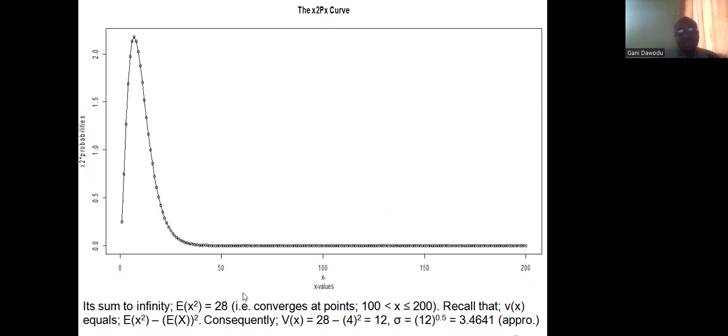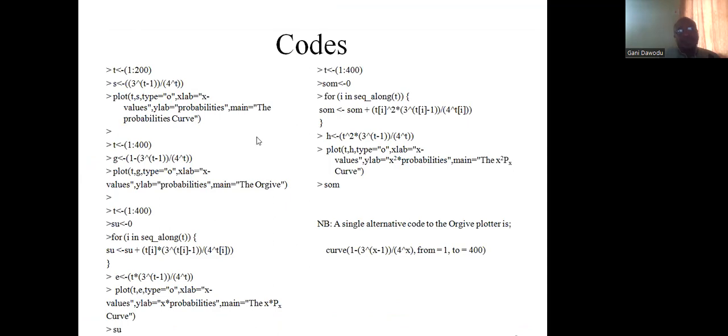But that gives us the opportunity to determine the variance. Because expectation of x squared minus the square of expectation of x is the variance. So variance is 28 minus 4 squared, which is 16. So 28 minus 16 is 12. So the variance is 12. Therefore, the standard deviation is the square root of 12, which is 3.4641 approximately, because it's a value that is pretty limited. That's the approximation.